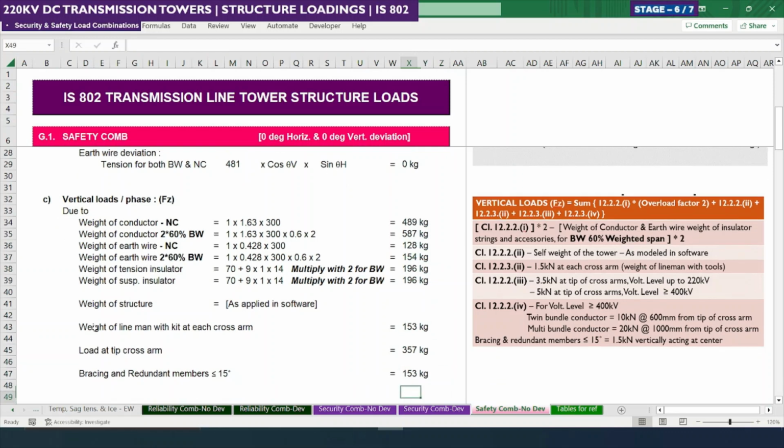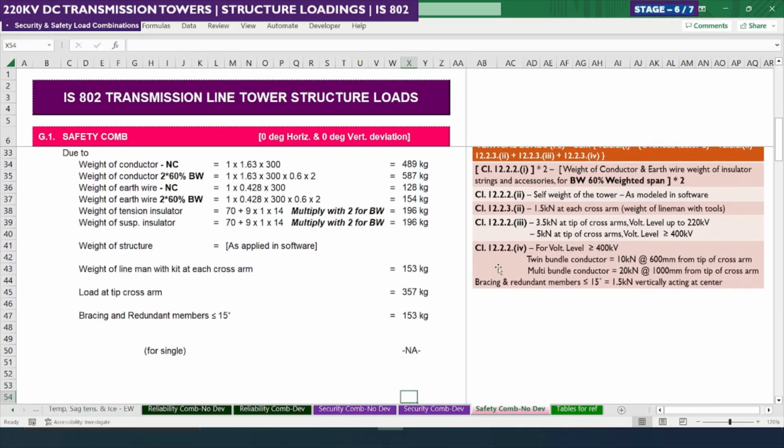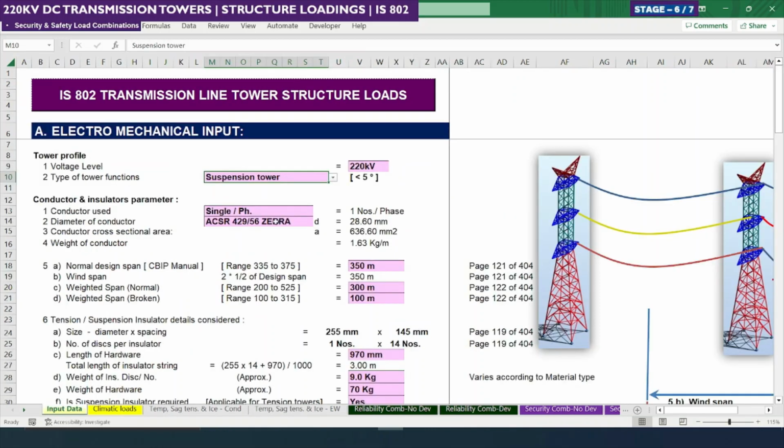In addition to that, the clauses say that 1.5 kilonewton we need to consider for a lineman with kit. So it is 1.5 into 1000 divided by 9.81, and we get 153 kg. It is a conversion formula. And then the loads at the tip of the cross beam. We have considered this here for 220 kV. Suppose we have 400 kV, let us see what it will come to.